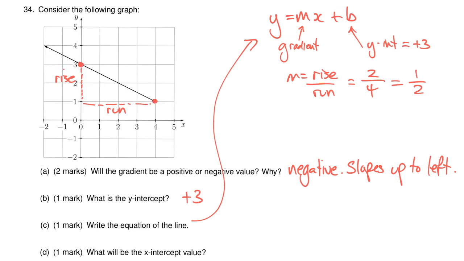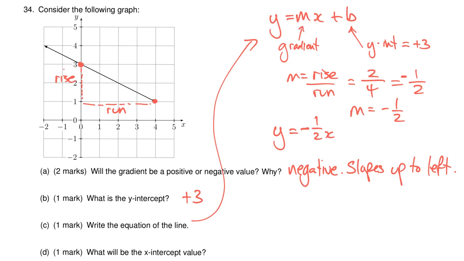So I just need to make sure I remember to put the negative sign in that. So in other words, my gradient equals negative a half. I've now got everything I need to create my equation. Y equals, we said the gradient was negative a half. So y equals negative a half x, because the gradient is the value in front of the x.